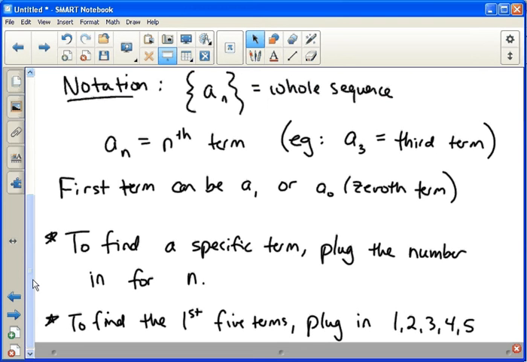So you may be asked to say, what's the first 5 terms of this sequence? And if you are, you just plug in 1, 2, 3, 4, 5, and get those answers separately. A really simple way to do that, if you're able to use your calculator on the problem, is to plug the sequence in y equals, and then go to your table and just plug in 1, 2, 3, 4, 5, and that'll give you the answers real quickly. So that's the first two things I want to make sure you know how to do, so we'll start with that.